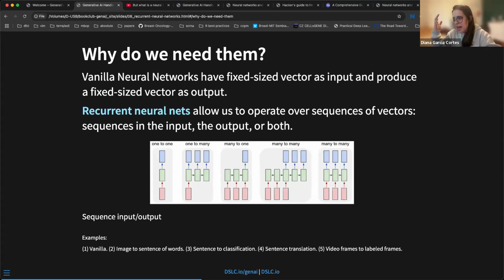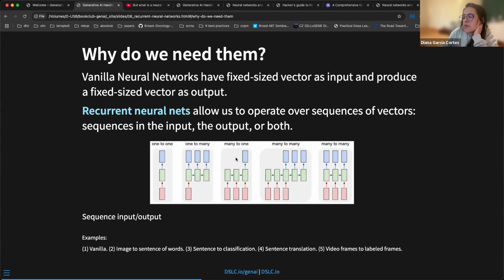We can have a vector in the input, a vector in the output. So many inputs, many outputs. And I have here some examples of those types of problems. This will be the vanilla neural network. Then if we have one input and our problem is getting many outputs out of that input, one example would be if we have an image and we're going to associate that image to a sentence of words.